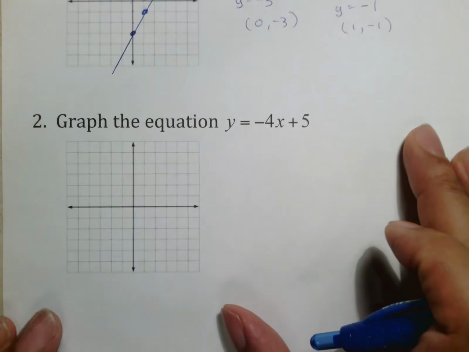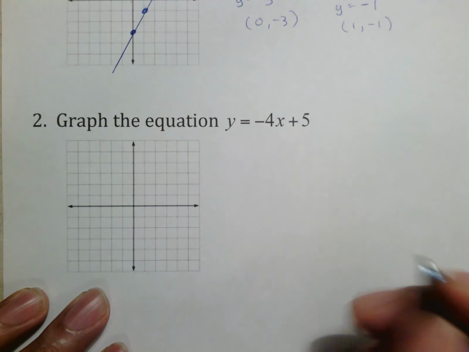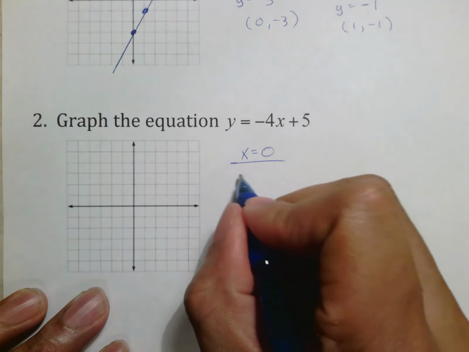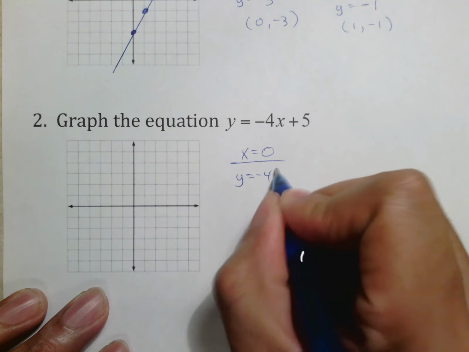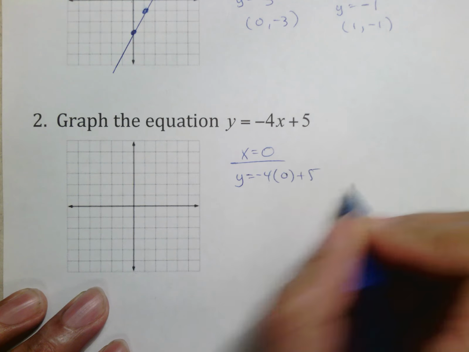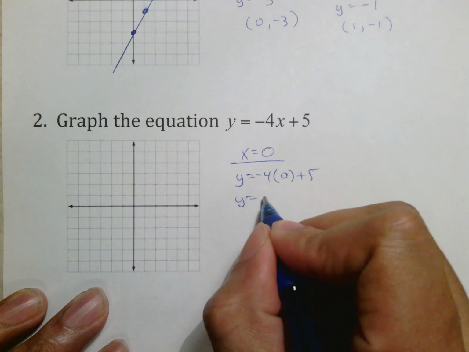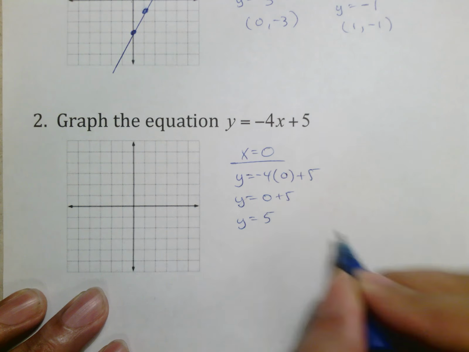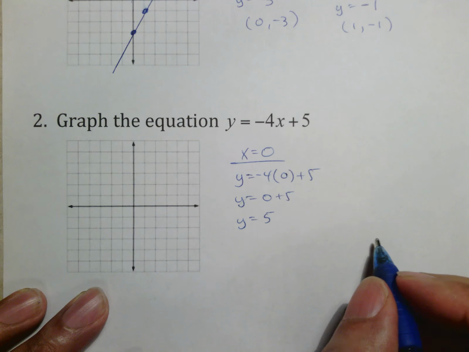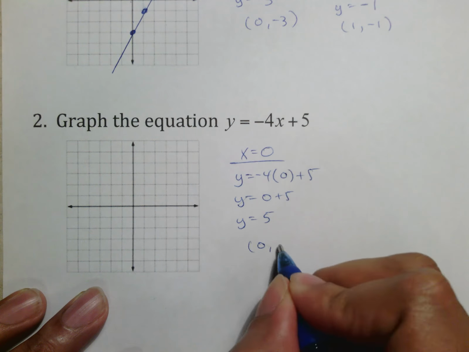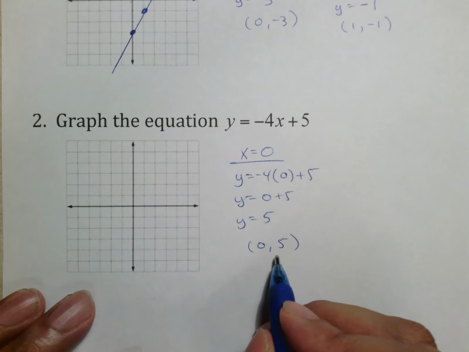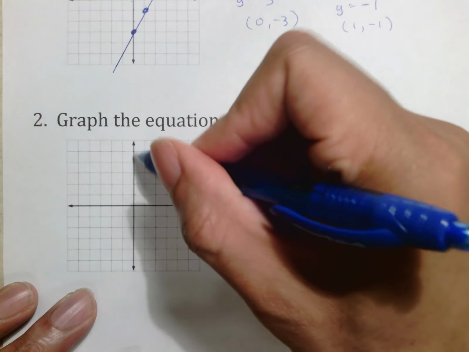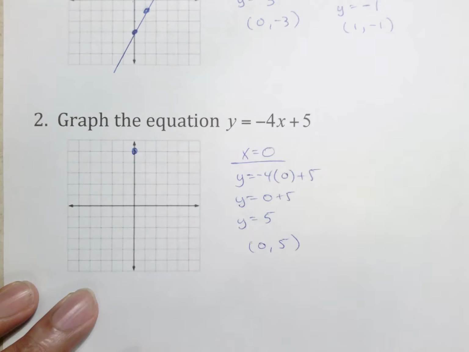Second one, graph the equation y equals -4x plus 5. Again, first thing we want to do is pick our points. x equals 0, so y equals -4 times 0 plus 5. 4 times 0 is 0, plus 5, and 0 plus 5 is, of course, 5. With that said, our first point is (0, 5), which again, 0 means don't move left or right, but the 5 means go 1, 2, 3, 4, 5 up, and put down your dot.